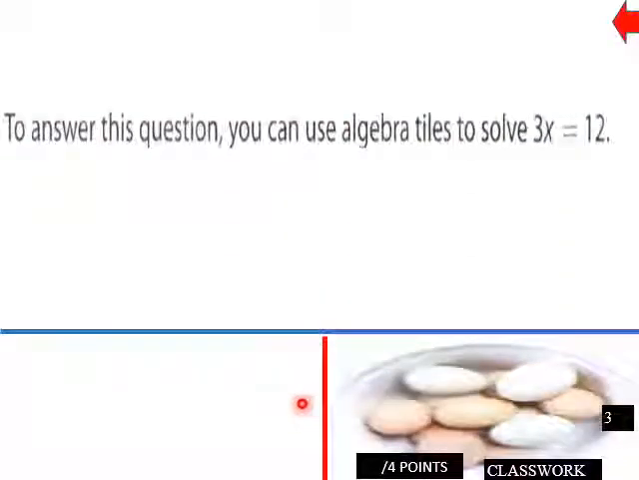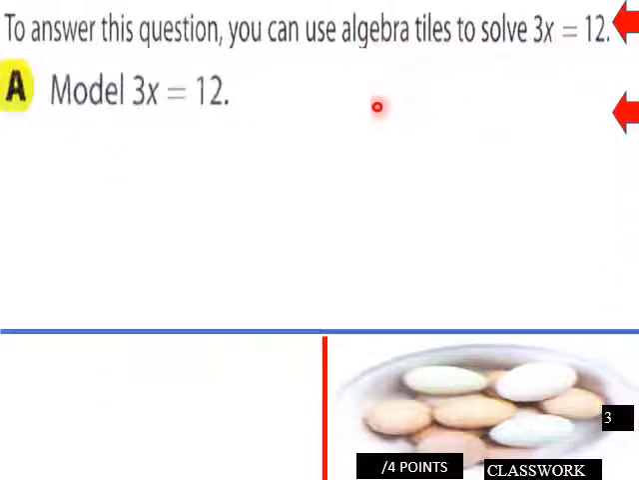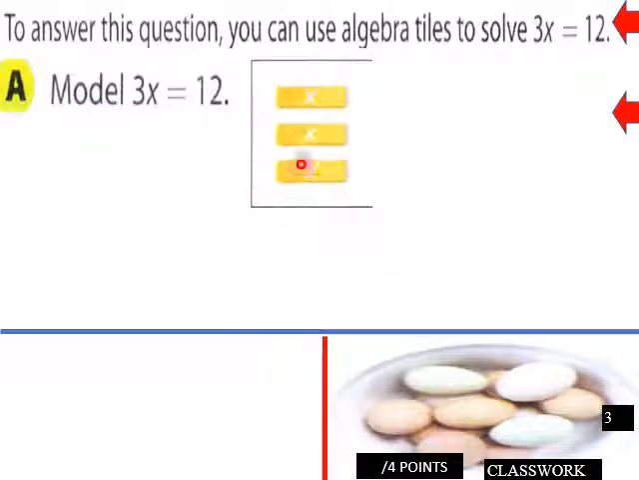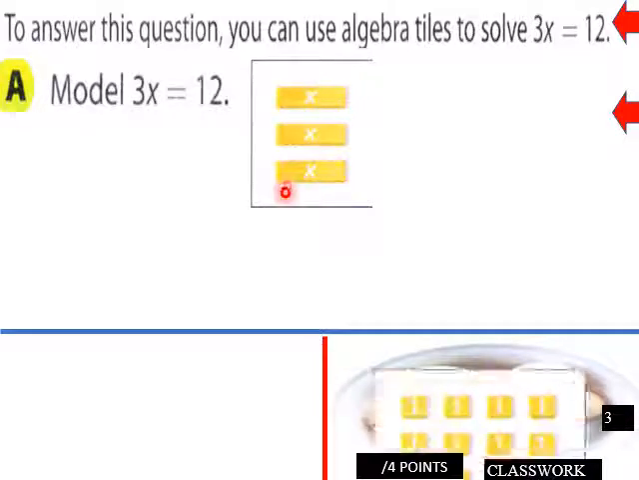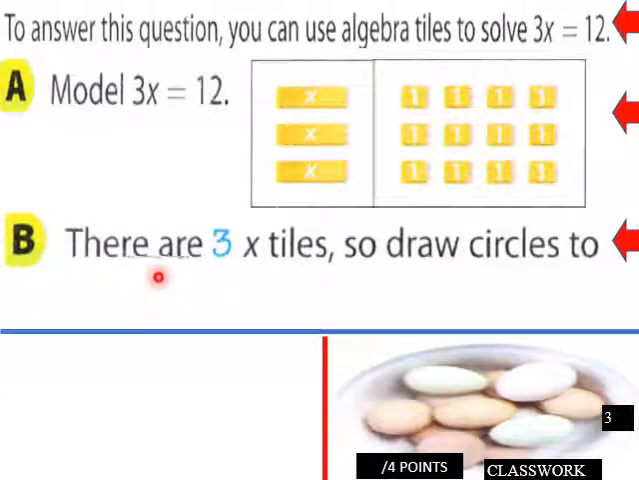Once you have that, the answer to this question, you can use algebra tiles to solve 3x equals 12. The model here is 3x equals 12. So we're going to use tiles. Here are our 3 x's, which are going to equal 12. So we have 4 across, 3 down. That's 12. So 3x equals 12, right? So there are 3 x tiles.